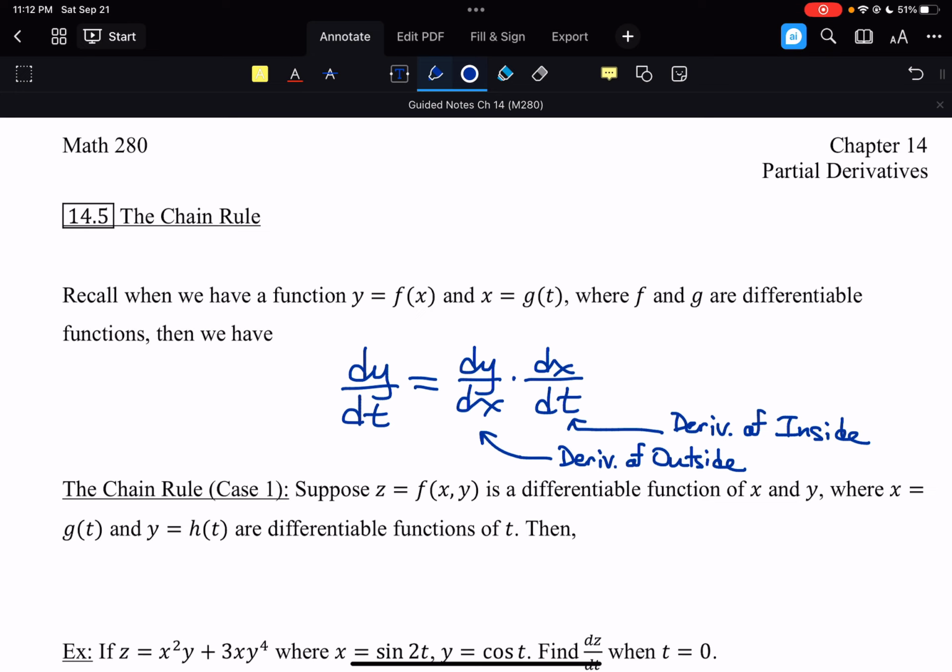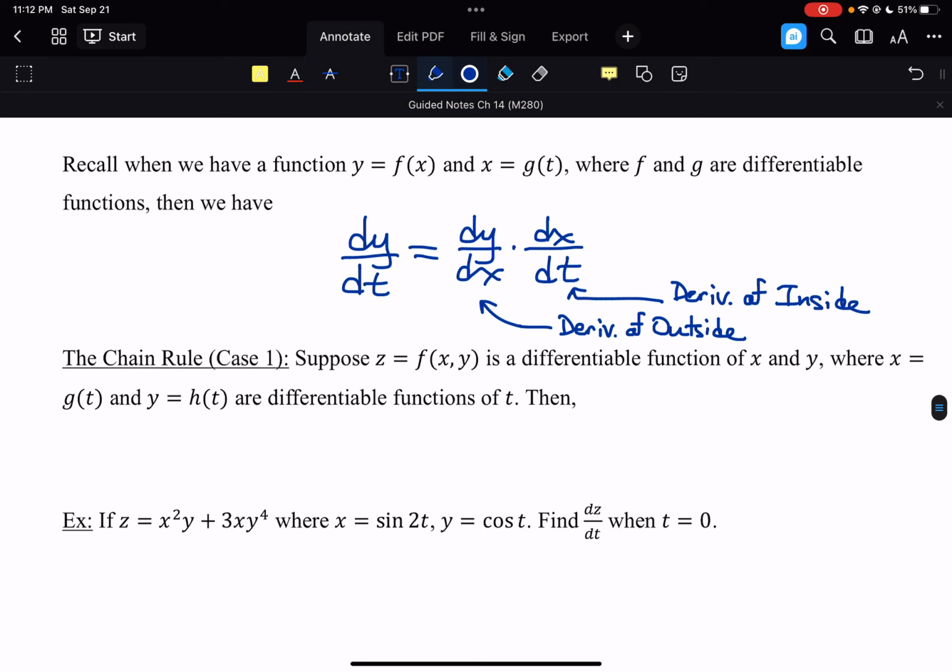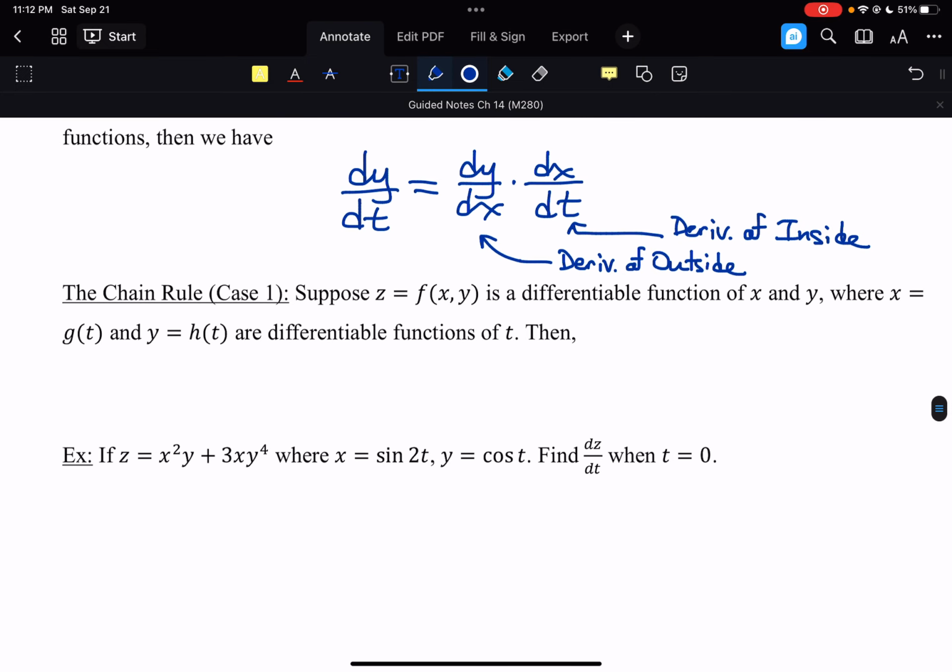For the chain rule with partial derivatives, we're going to have a couple different versions of it, a couple different cases, depending on how many variables are involved. And then we're going to look at the general case that can apply to any number of variables. So we start off with the chain rule case 1.